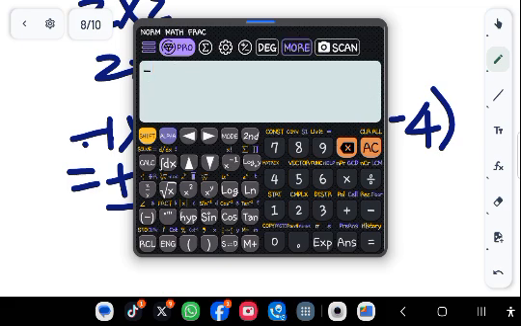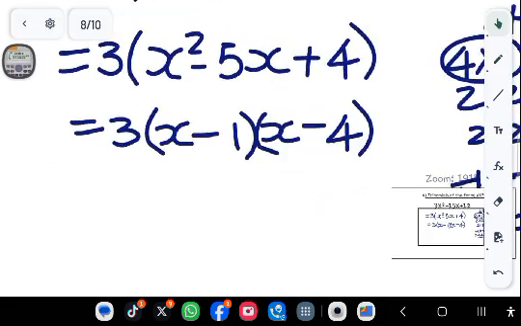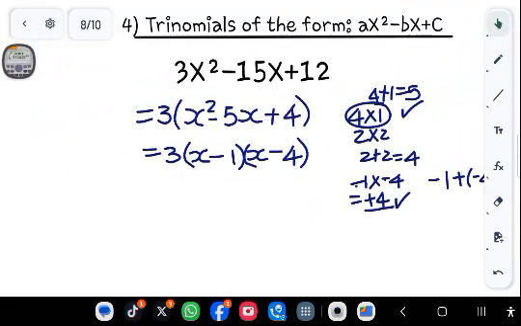Negative 1 plus negative 4 gives you negative 5. There we go. So it gives you negative 5, and that checks out. So this is the correct answer.